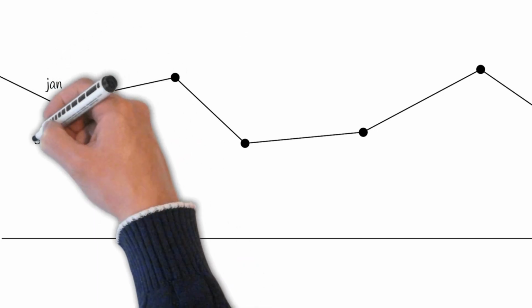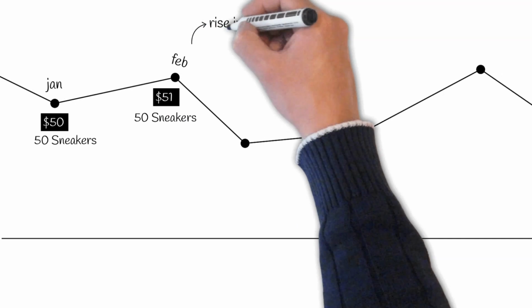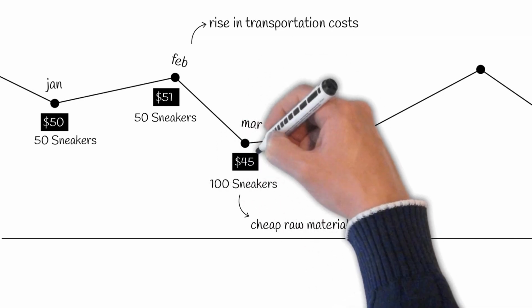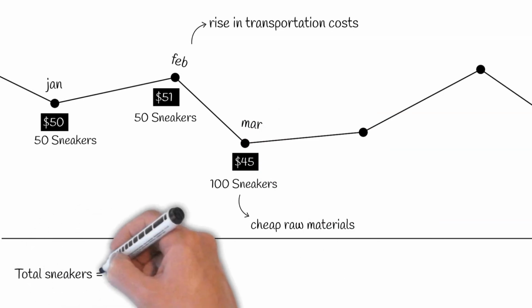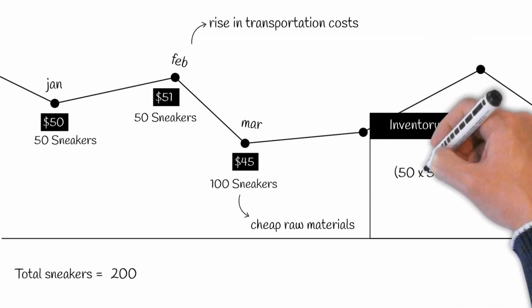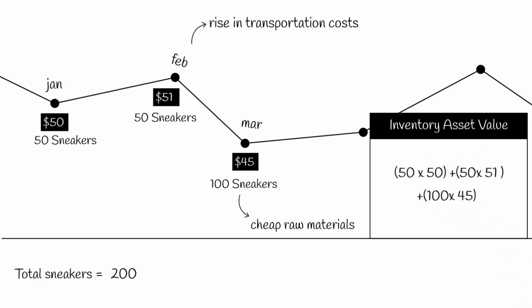In January, you bought 50 pairs of sneakers at the rate of $50 a pair. In February, you bought another 50 pairs, but at $51 a pair, owing to a rise in transportation costs. Then, the raw materials got cheaper in March, and you were able to buy 100 pairs of the same sneakers at $45 a pair. Now, you have a total of 200 pairs for the first quarter of the year. And their inventory asset value would be 50 x $50, plus 50 x $51, plus 100 x $45, or in other words $2,500 plus $2,550 plus $4,500, making it a total of $9,550 worth of sneakers.